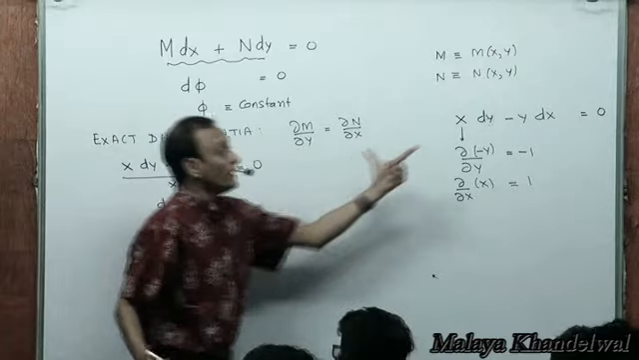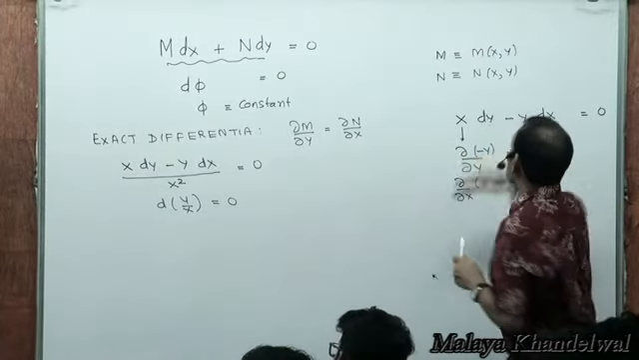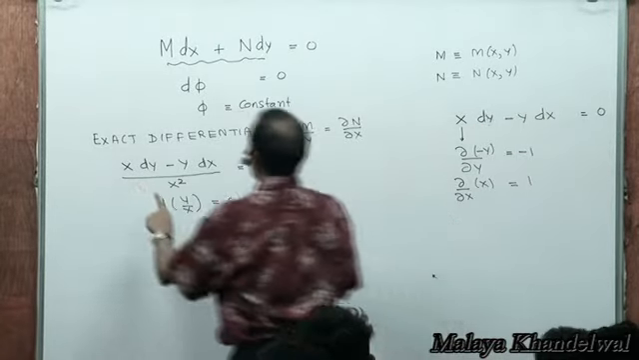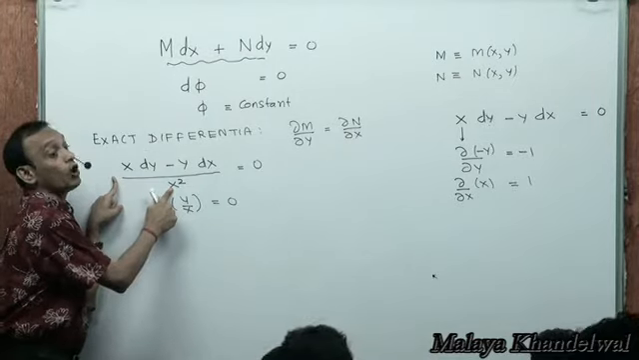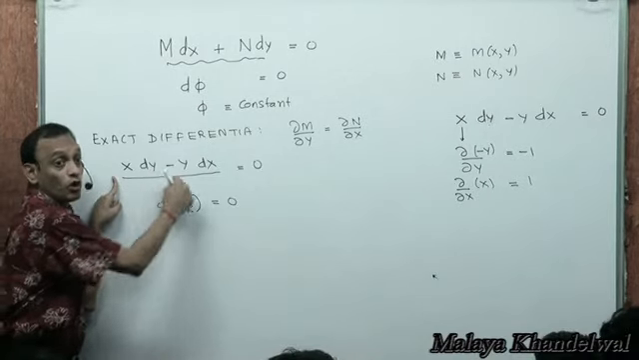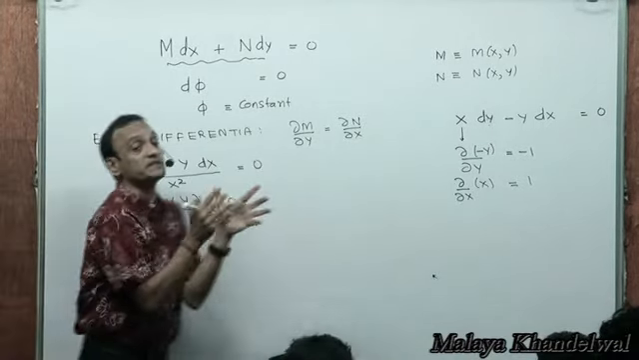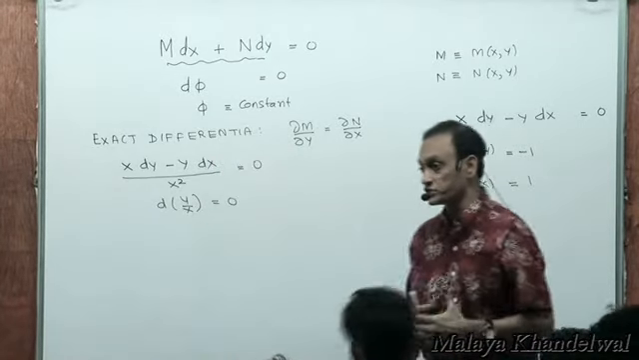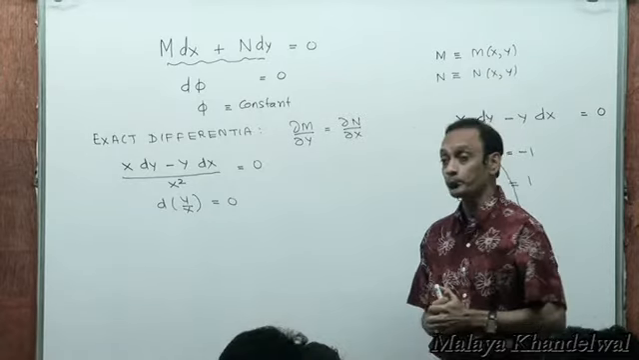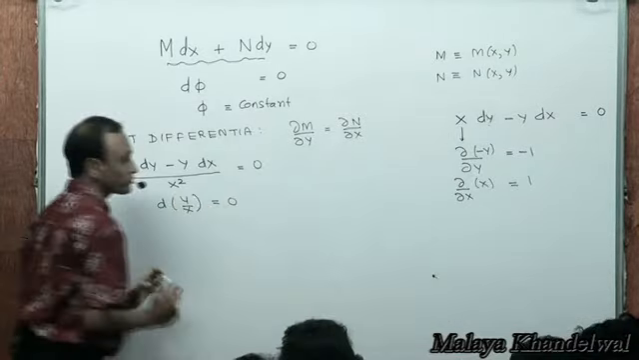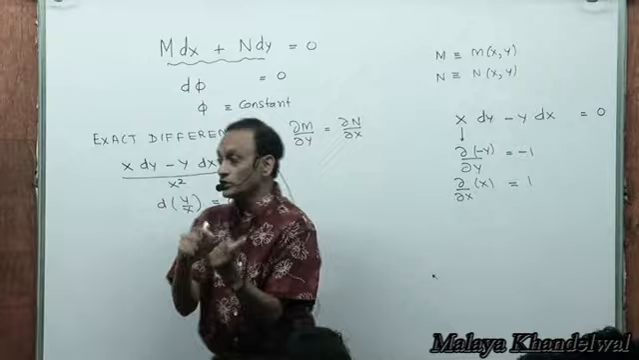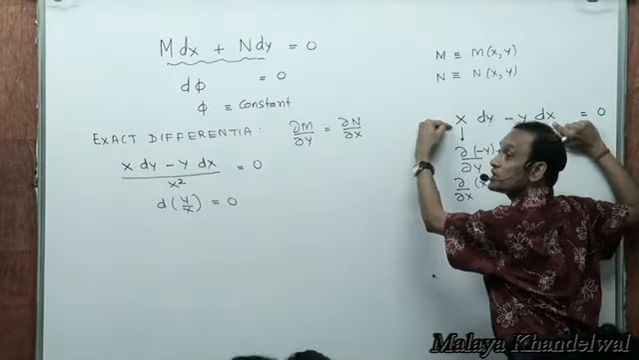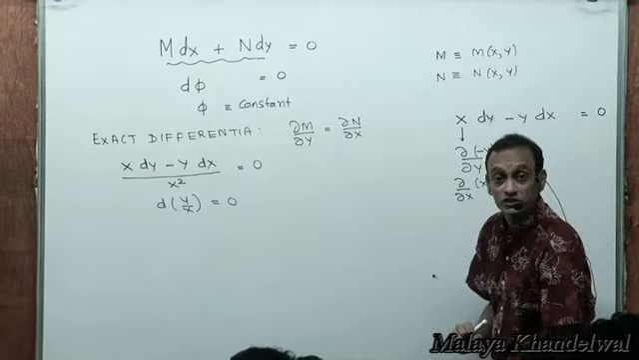Which means, in its original form, it was not an exact differential. But when I multiplied throughout by 1 by x squared, it rendered itself more available to being expressed as an exact differential. Yes or no? Right? So this 1 by x squared was really the key factor. It rescued you.